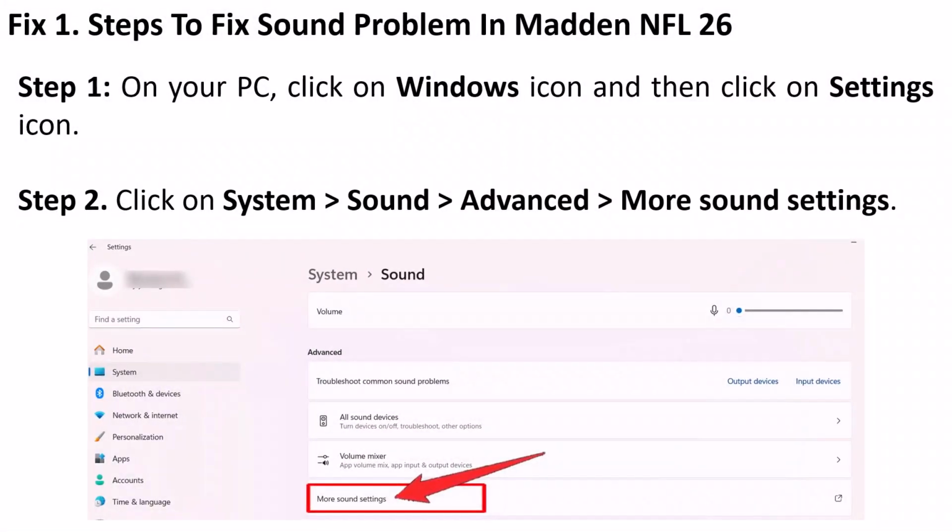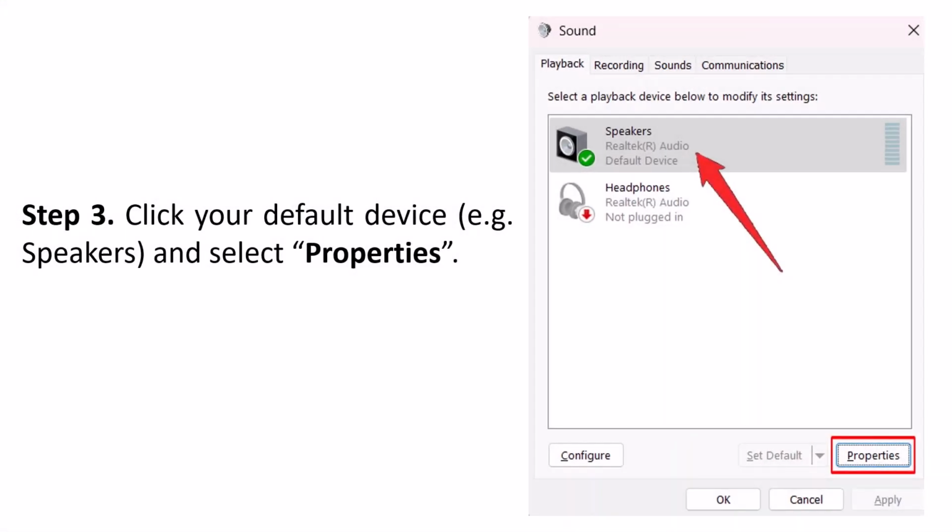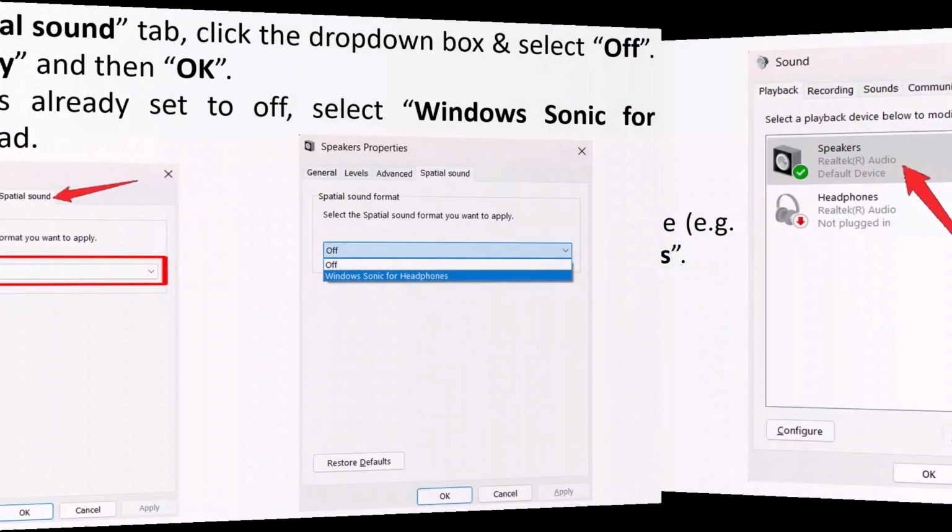On your PC, click on the Windows icon and then click on the Settings icon. Click on System, go to Sound, Advanced, More Sound Settings. Click your default device, for example speakers, and select Properties.